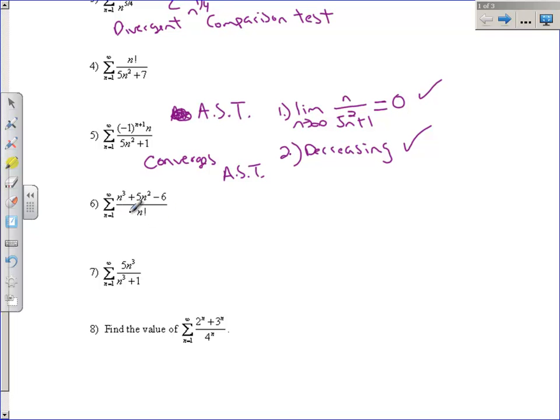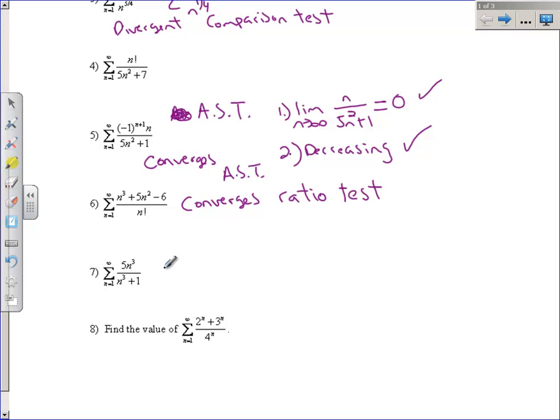Now, on number 6, I'm not going to set up the ratio test here just for time's sake, but I would need for you to set up the ratio test when you've got factorials involved. This one is going to converge by the ratio test, and I would need to see you set up the ratio test and actually compute the limit of your ratio. And again, for the ratio test, you need that limit to be less than 1 to say it converges.